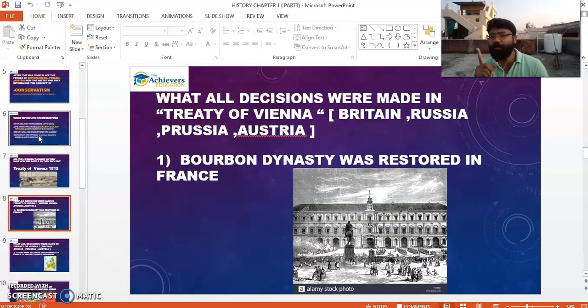The very first 2 points will always be related to France, and the remaining 3 will be related to Austria, Prussia, and also the other one. So I'll tell you about this. Let us see the very first point. As I told you, first and second points are related to France. The Bourbon dynasty was restored back in France. As you all know very well, in the French Revolution, people were quite fed up with the Bourbon dynasty which was earlier ruling, as a result of which the French Revolution took place. But then again, with the policy of conservatism, the Bourbon dynasty was brought back. So we have to keep this in mind.